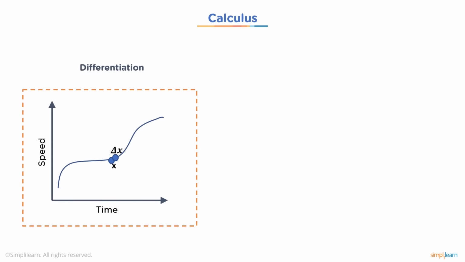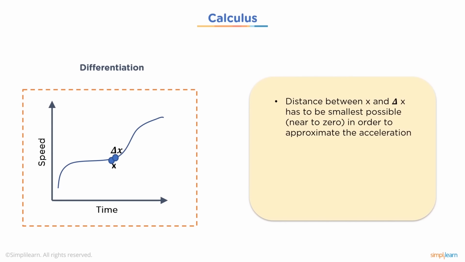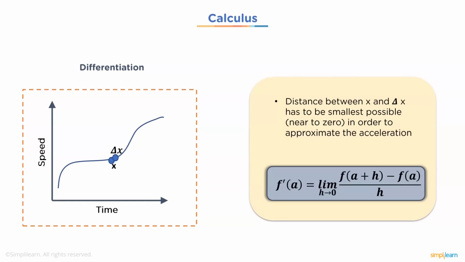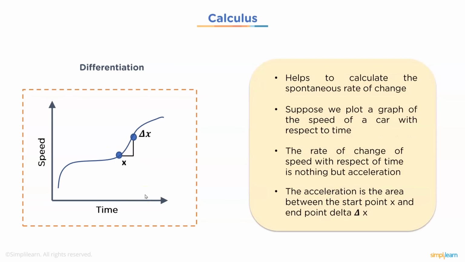So when we talk about the distance between x and delta x, it has to be the smallest possible, near 0, in order to approximate the acceleration. So the idea is that, if you ever took a basic calculus class, they would draw bars down here and you would divide this area up. Let's go back up a screen. You divide this area of this time period up into maybe 10 sections, and you could calculate the acceleration between each one of those 10 sections kind of thing.